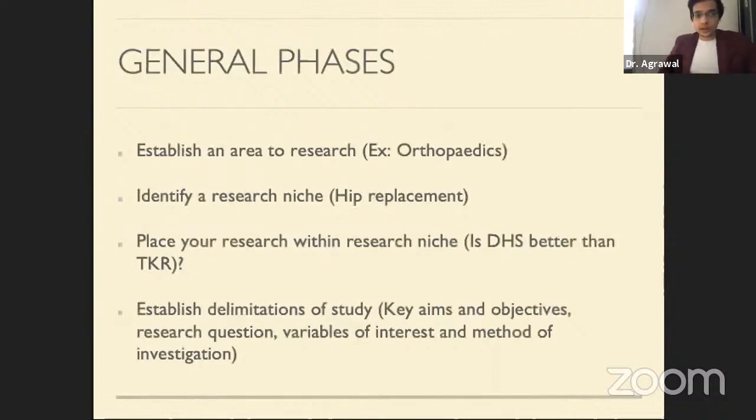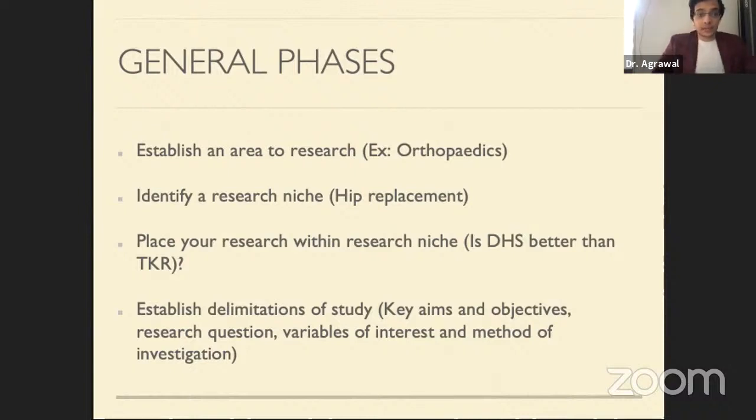The general phases are: establish an area to research. This is a general phase on how to start your research. Establish an area to research, identify research needs. For example, in orthopedics, then you go to hip replacement, then place your research within the research niche. DHS is an implant that's used, and it should actually be THR. But is DHS better than THR? THR is again total hip replacement, and you can identify it that way.